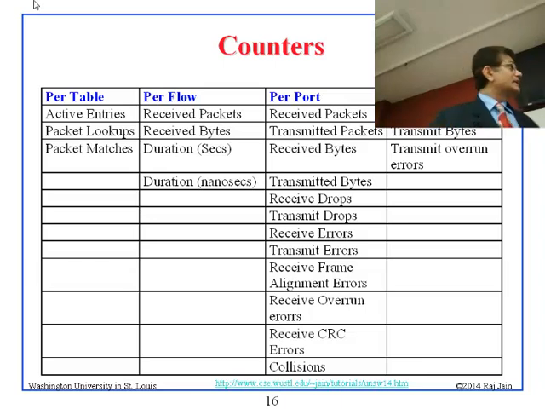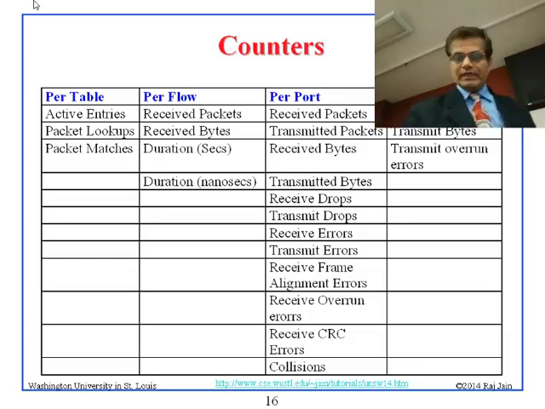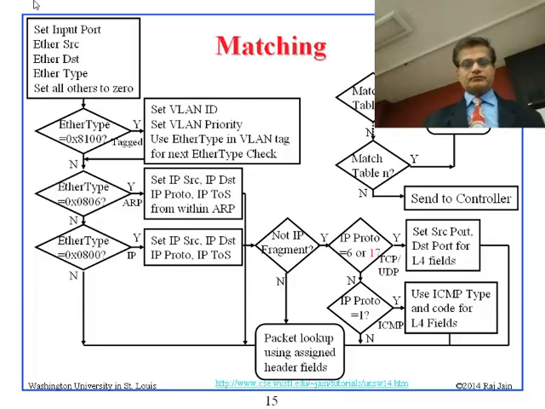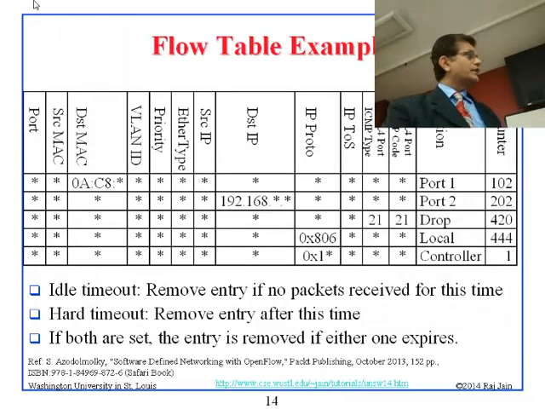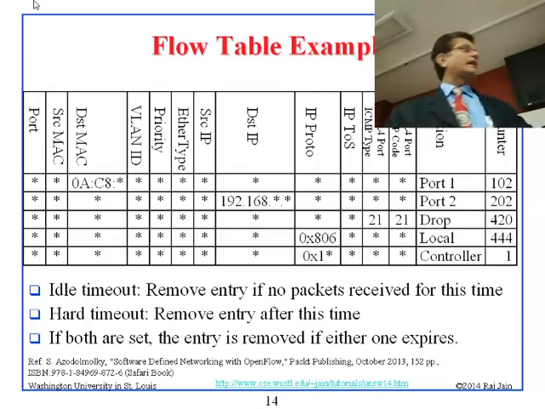Counters. The counters are many different kinds. There are some counters which are per table, some per flow, some per port, and some per queue. First of all, let me indicate here, what is a flow? Each of these entries is a flow. Basically, every packet that has 0AC8 in the destination MAC address is a flow. Okay? 192.168 is another flow, and so on and so forth. So each of these defines a flow.